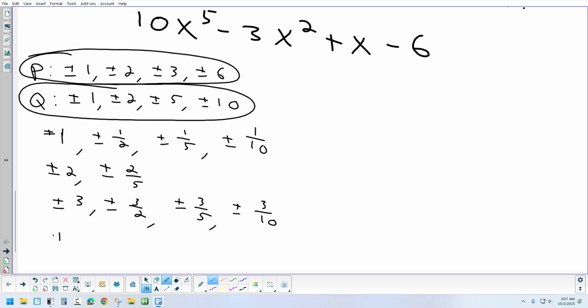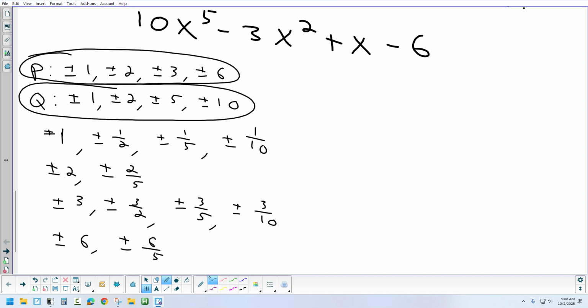And then how about my options with a 6 in the top? What would be the first one? Positive or negative 6. Yep. The next one? Positive or negative 3, because it's 6 over 2, but we already have positive or negative 3, so we can skip that one. Next one after that? Positive or negative 6 over 5. And my last one? It'd be 6 over 10, but we already have that one, 3/5.